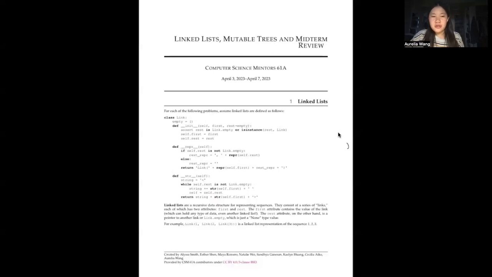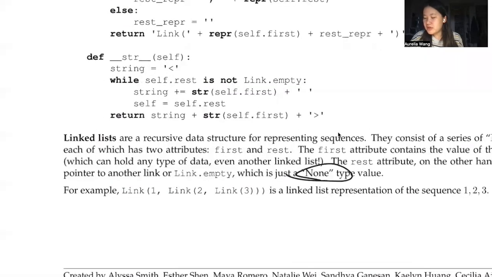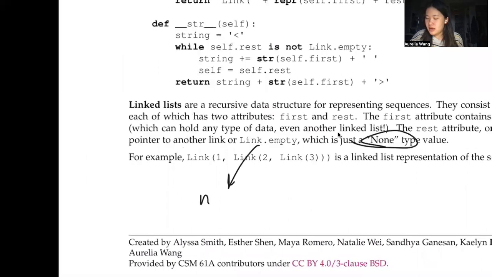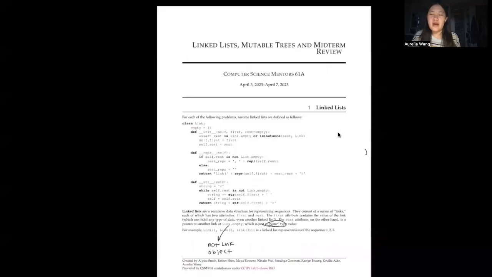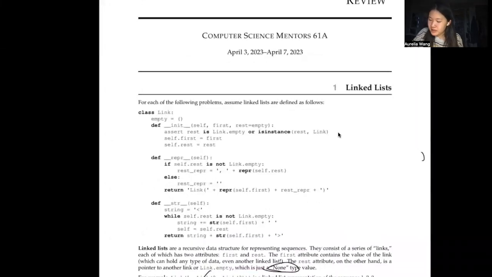And the .rest attribute, on the other hand, is a pointer to another link object or Link.empty, which is just a None type value. An important thing to note is that Link.empty is not a link object, because Link.empty does not have a .rest attribute, as it is just a None type value. So in the class, linked lists have .first and .rest attributes, and for it to be valid, rest must either be Link.empty or an instance of Link again, which is just another link object.